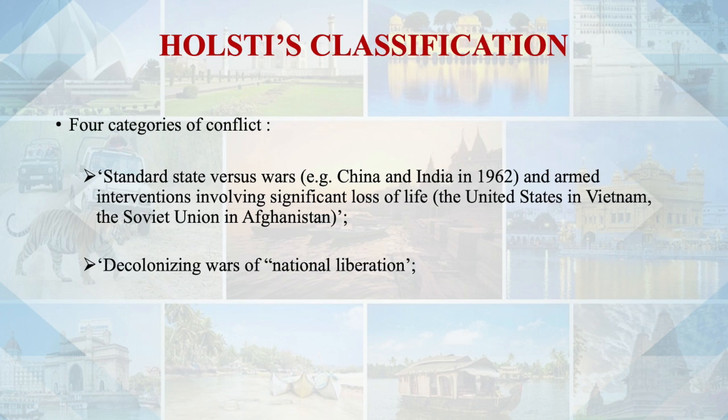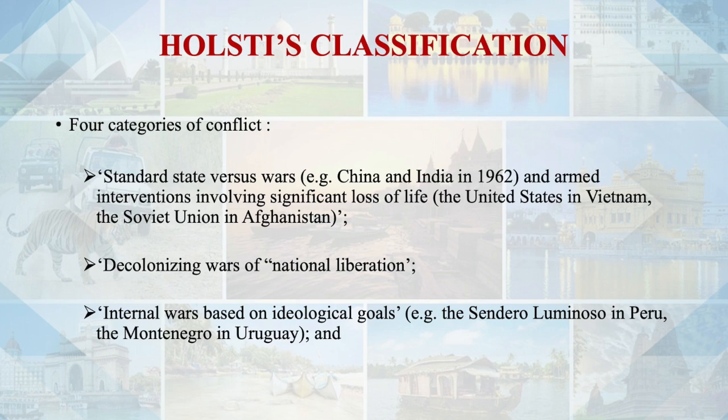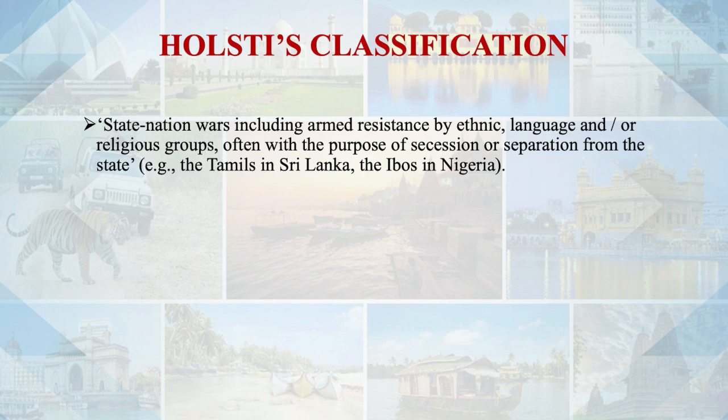The third level of conflict is internal wars based on ideological goals, which happen inside the territorial boundary of a respective country. And the fourth is state-nation wars, including armed resistance on the basis of ethnicity, language, or by religious minorities, often for the purpose of separation from the state, just like we have seen with the Tamil militant organization in Sri Lanka. This was the example of state-nation wars.